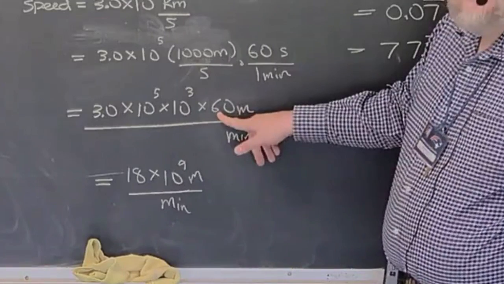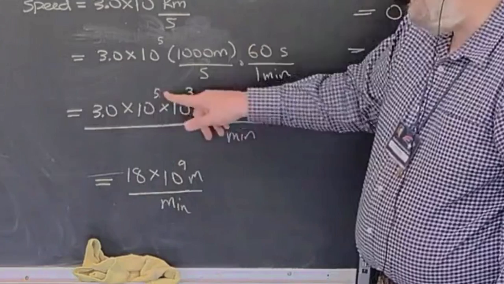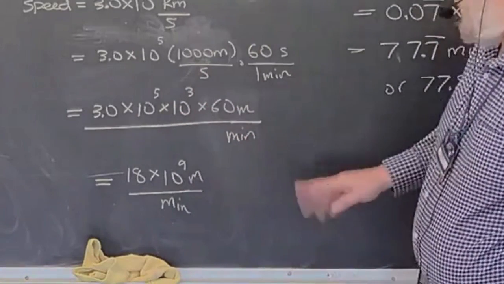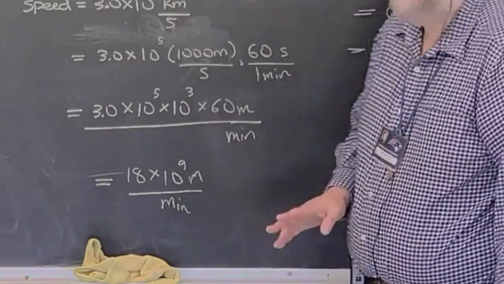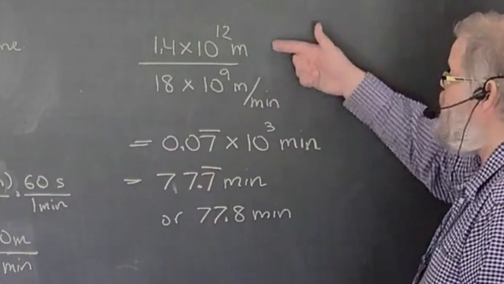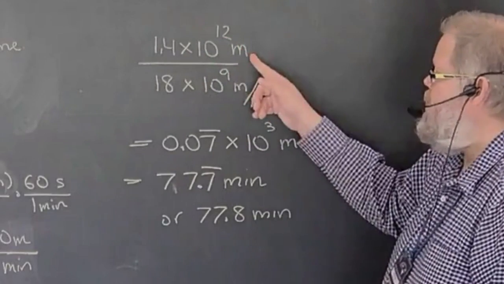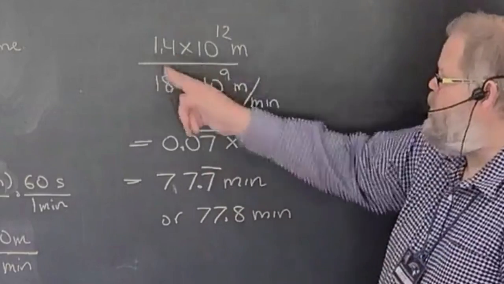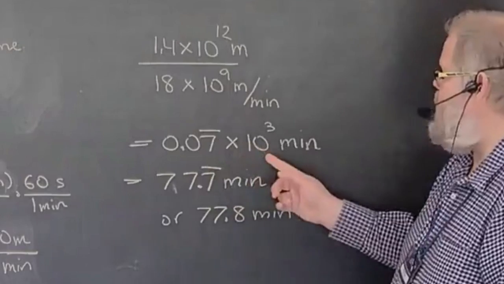I break this up into 6 times 10, and 6 times 3 is 18. 10 to the 5th times 10 to the 3rd times 10 to the 1st is 10 to the 9th. So now I've got 18 times 10 to the 9th meters per minute. Those are the units that I want. So now I'm going to use my time equals distance divided by speed formula. So I've got 1.4 times 10 to the 12th meters divided by 18 times 10 to the 9th meters per minute. 1.4 divided by 18, well, that's 0.07 repeating, times 10 to the 3rd.